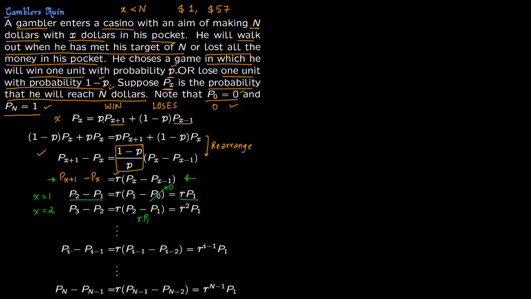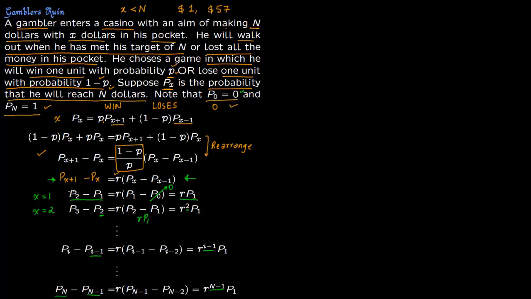And for the i-th term you have Pi minus Pi minus 1 becomes R to the power of i minus 1 P1. So notice that 2 is here, 2 is here, i minus 1 is here, i minus 1 is here. And this is your last condition. Capital N is here and then capital N minus 1 is here.